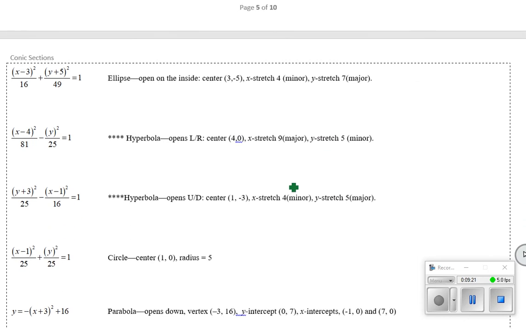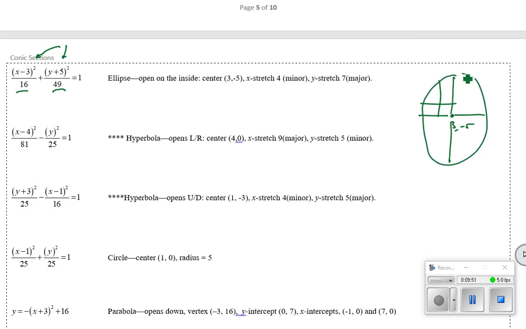Now, when they're in this form, equal to 1, circles, ellipses, and hyperbolas, there's some information we can tell by looking at the equation. For example, if I wanted to graph this, the center would be at positive 3, negative 5. And it would stretch a distance of 4 in the x direction and 7 in the y direction. And that would be my ellipse.